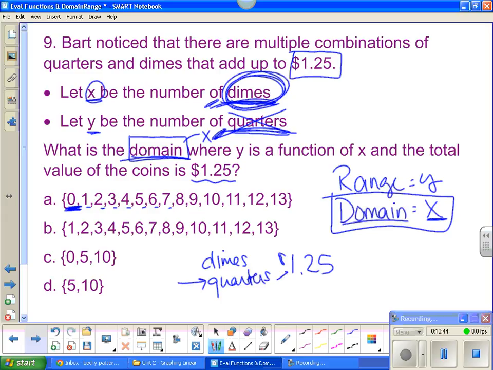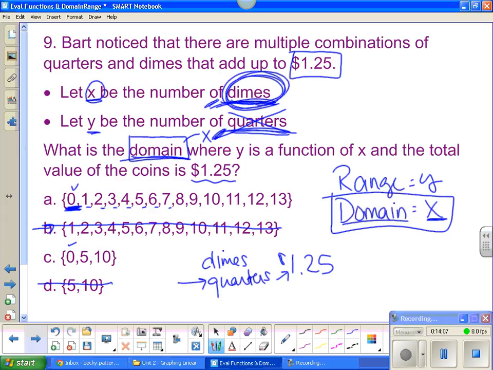Can I reach $1.25 if I have all quarters? And the answer is yes, it would take 5 quarters. So I like 0. Well, since I like 0, do you see how B does not have 0 dimes as an option? So we get to take it out. C has a 0, but D does not, so we get to take D out.